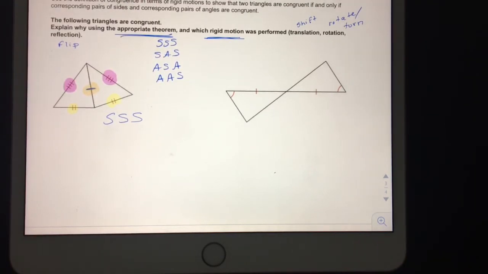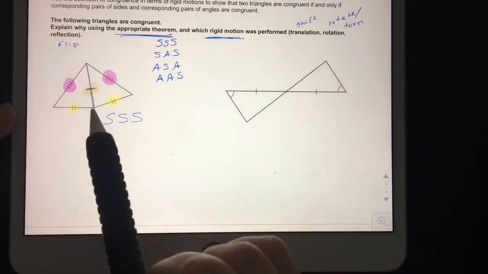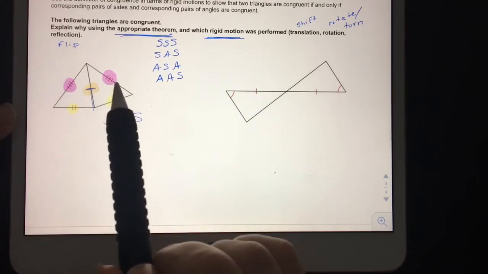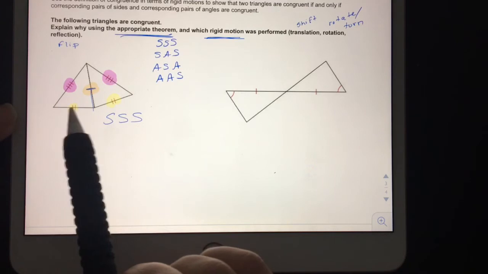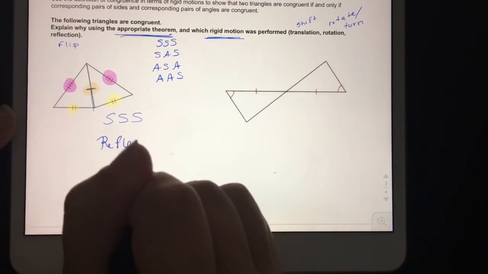So the last option is a reflection or flip. If I were to take this triangle and flip it or fold it on this line that's shared between them, the 2 sides that I highlighted in pink would match up and the 2 sides that I highlighted in yellow would match up. So that is what tells me that this is a reflection.